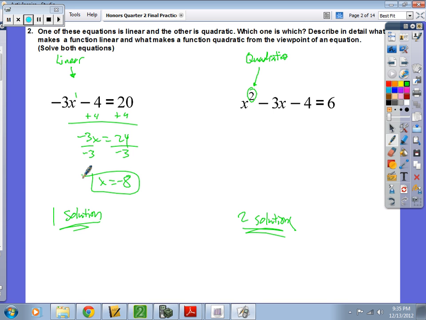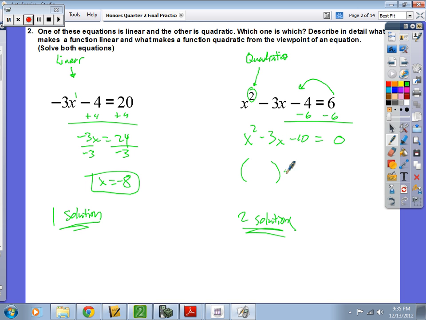This one, let's solve it. I'm going to anticipate 2 solutions. So my first move is I'm going to get everything on the same side. So I'm going to minus 6, minus 6. So I've got x squared minus 3x minus 10 is equal to 0. Now in my head I'm trying to think of 2 numbers that are going to multiply and give you a minus 10, add and give you a minus 3.